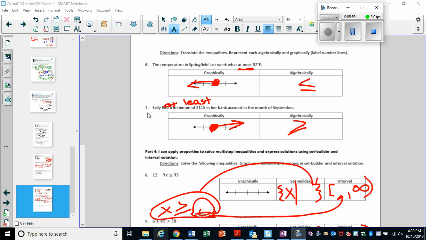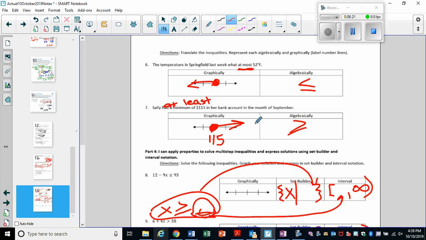Number 7, Sally had at least $115, or had a minimum of $115 in a bank account in September. Minimum, at least. So 115 will be your lowest value. So 115, that's the minimum. So anything 115 and above is all your numbers to the right of 115. And I'll give you the algebraic answer tomorrow.